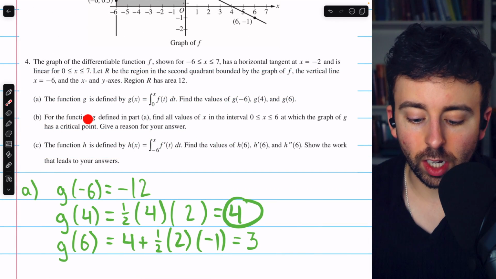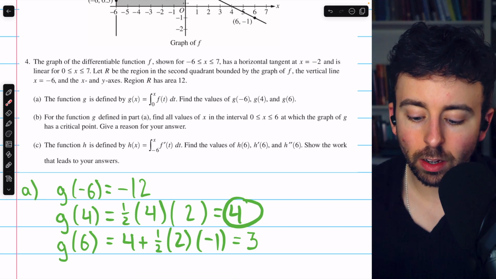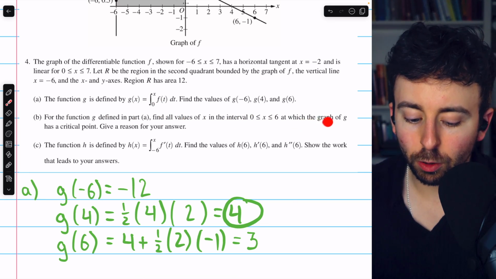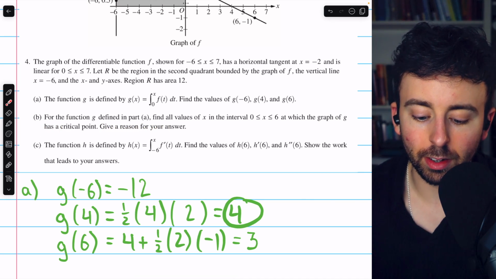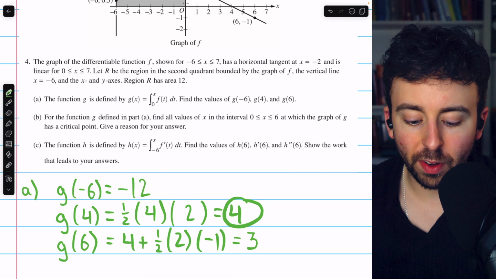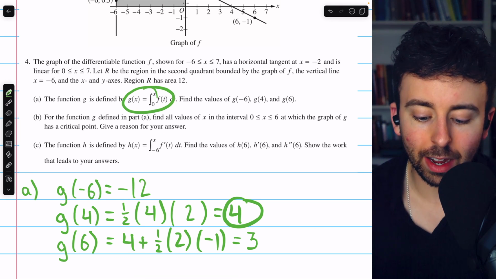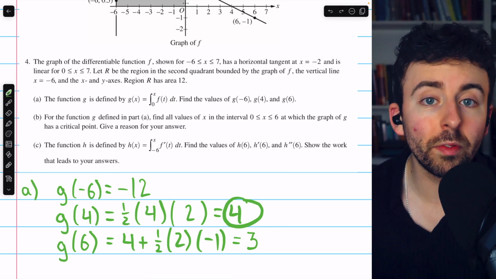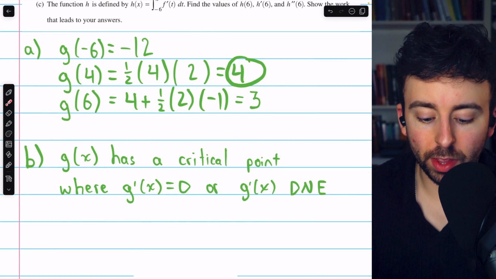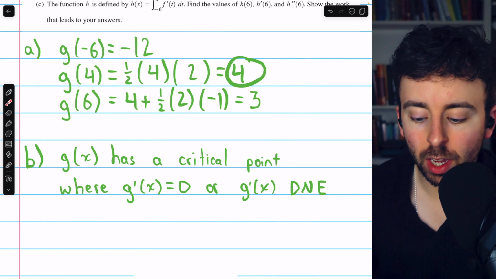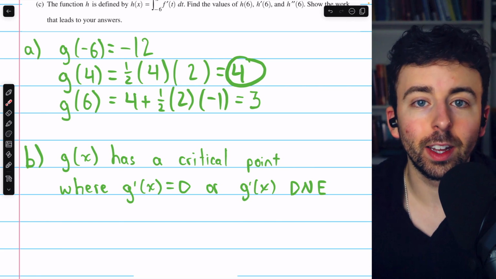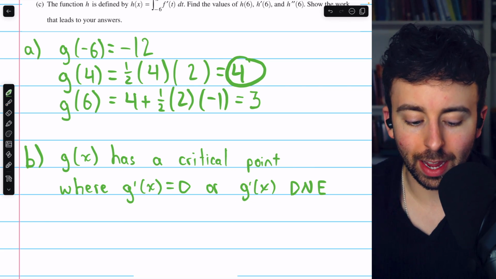For the function g defined in part A, find all values of x in the interval from 0 to 6 at which the graph of g has a critical point. And we are asked to give a reason for our answer. To find critical points of g of x, we need to consider the derivative of g of x. We know that g of x will have a critical point where its derivative is 0 or where its derivative does not exist, by definition of a critical point.